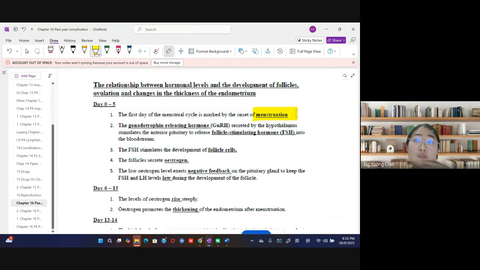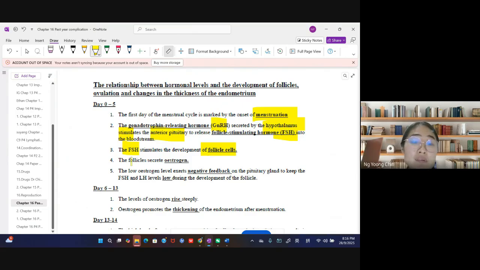It's due to the shedding of the endometrial lining. So after that, the GnRH hormone is being secreted by the hypothalamus, so it will stimulate the anterior pituitary gland to secrete FSH, to release the FSH hormone into the bloodstream first. So FSH will stimulate the development of follicle cells. You can say that FSH stimulates the growth and development of follicle cells.